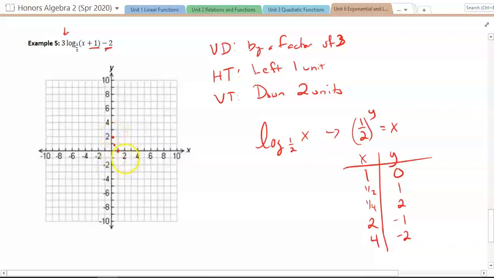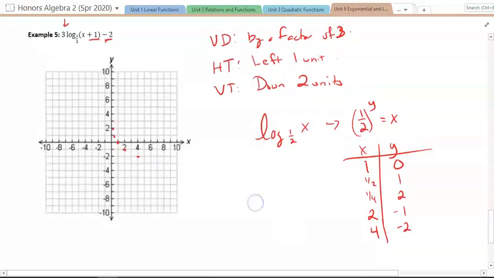We're looking at 2, negative 1, and 4, negative 2. And so those 5 points would be just the base function, log base 1/2 of x. But I've got to multiply all these by 3. I got to move them left 1 and down 2. And so what I like to do, and this is my method, it makes sense in my head, and I show this because for some of you it'll make sense as well, right?